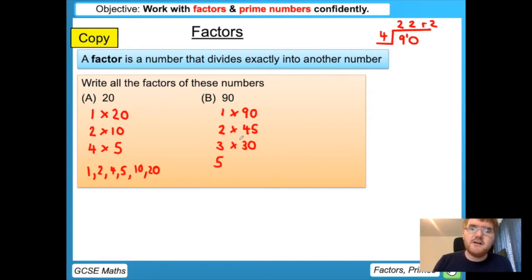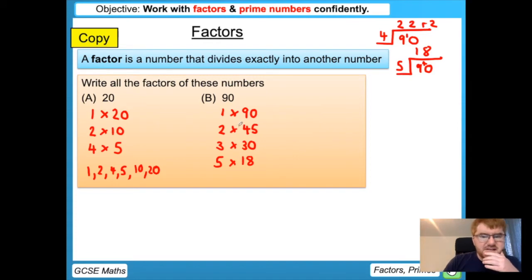Now let's check 5. Does 5 work? Yes, it does, because it ends with a 5 or 0. Again, we can use the bus stop method to check what that number is. 5 into 9 goes 1, remainder 4. And 5 goes into 40 8 times. So we get 5 times 18. And we can keep going through these processes. So if we go with now 6, does 6 go into 90? Well, 2 and 3 do, therefore 6 does.